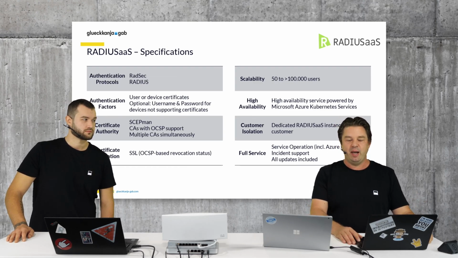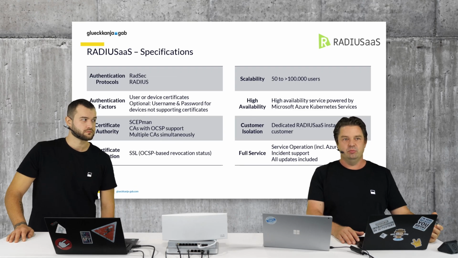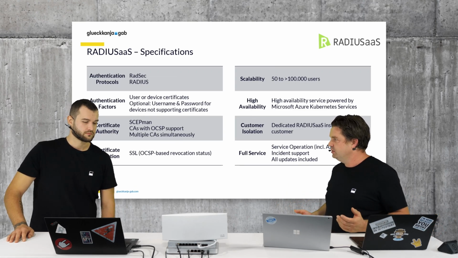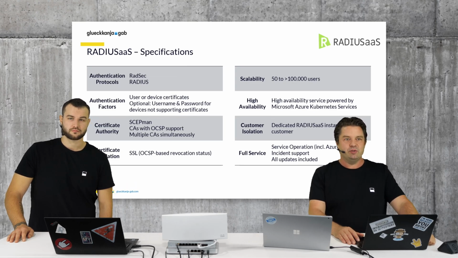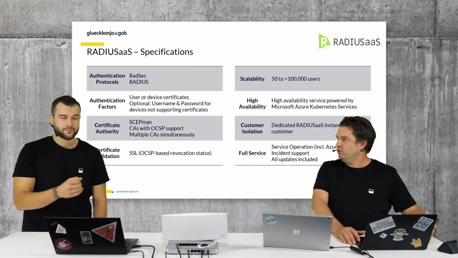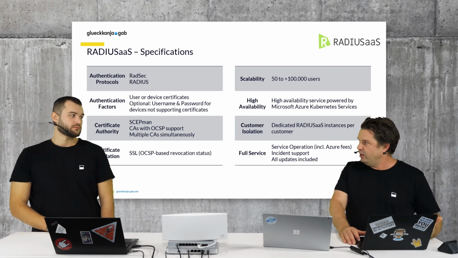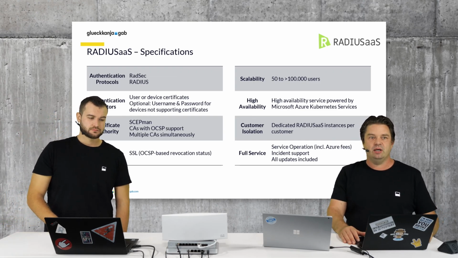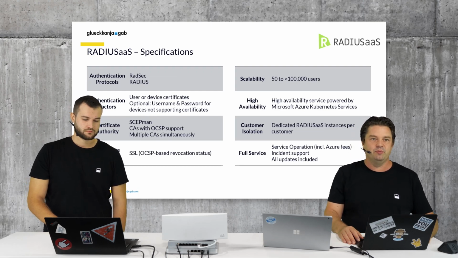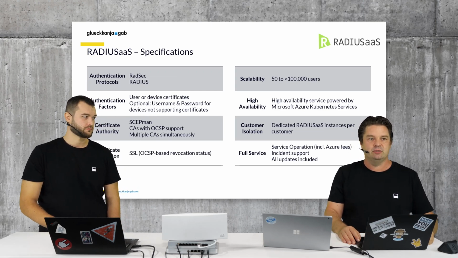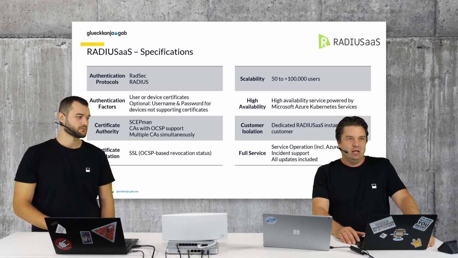We have a high availability, which is provided by Microsoft Azure, because we're using a Kubernetes cluster behind our service. Each customer is, of course, isolated against all other customers. Every customer gets the default RADIUS port. There are no different port types for different customers, so everyone gets the default service port.